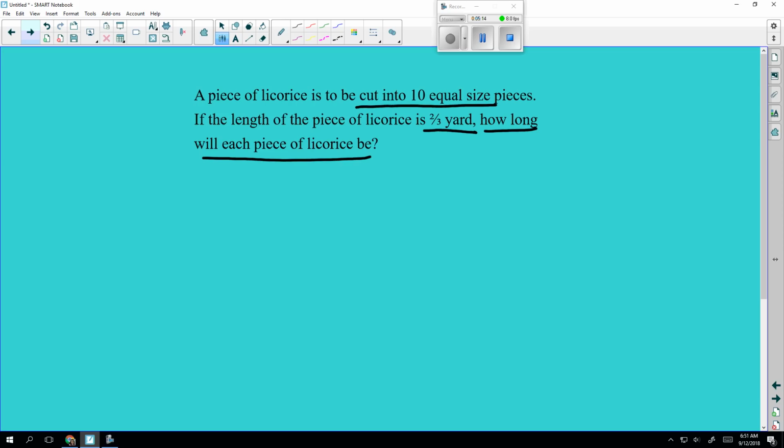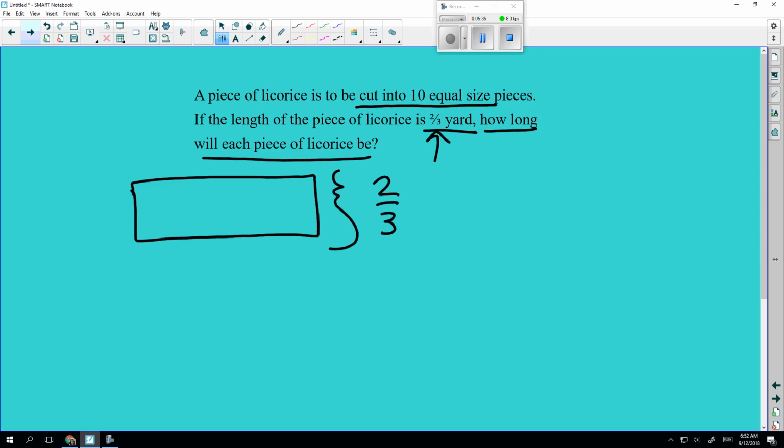Now guys, here's why I want you to start with a picture. Because my first instinct is to say, well, I'm dividing by 10 because it's a whole number. But if you think about it, if this is my piece of licorice, how long is the piece of licorice? We'll go back into the problem. What did it say? It's 2/3 of a yard. Okay, so this right here is 2/3 of a yard. And what am I doing to that piece of licorice? I'm cutting it into 10 equal-sized pieces.